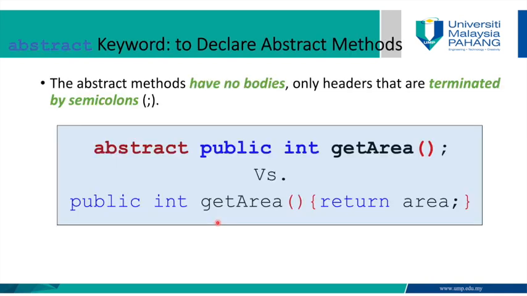So this is an example of how you declare abstract methods. Like I mentioned earlier, abstract methods have no bodies, only headers that are terminated by a semicolon. This is the example of how you declare an abstract method: abstract public int getArea(); semicolon, that's it. No implementation.